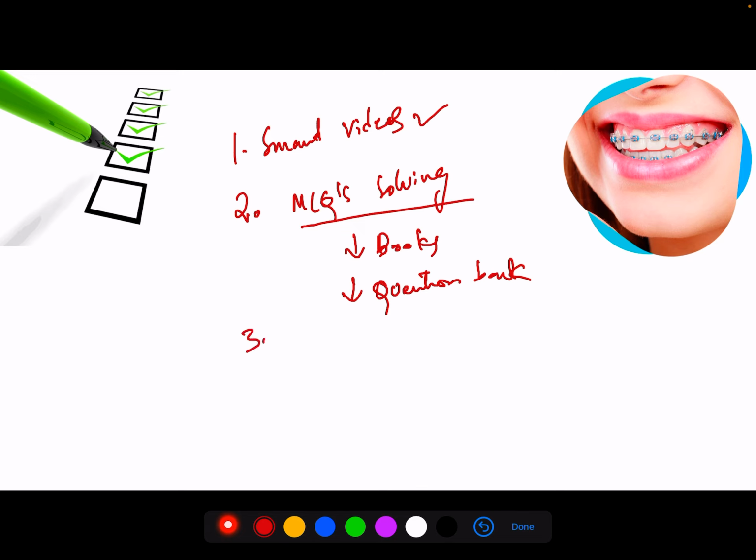Then I want you to attend the evening activity. Every day we'll have an evening activity, except whenever there is a pro live session, an exam, or a revision. Otherwise, regularly you will have 30 to 40 minutes of activity.